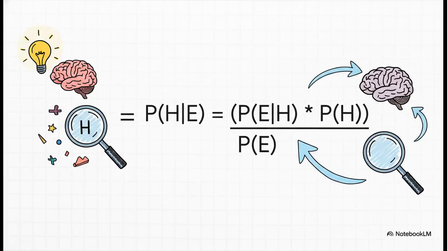So, here it is in all its glory. Now, don't let the letters and symbols intimidate you. All this is saying is that the probability of our hypothesis, H, given some new evidence, E, well, it's something we can calculate using a few other key pieces of info we already have. It's just a structured recipe for updating a belief.